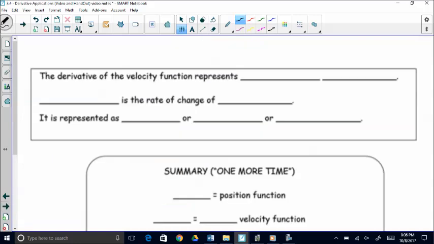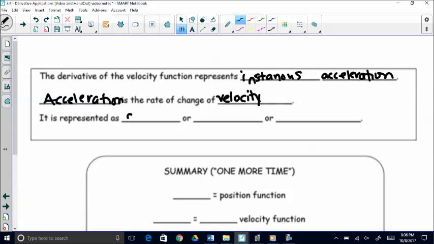So we also know that the derivative of the velocity function is the instantaneous acceleration. So that tells us how much we're accelerating at a given time. And word that a different way, acceleration is the rate of change of velocity. So it's just showing us how the velocity is changing. It is represented as a of t, or it's the derivative of velocity, or it's the second derivative of the position.